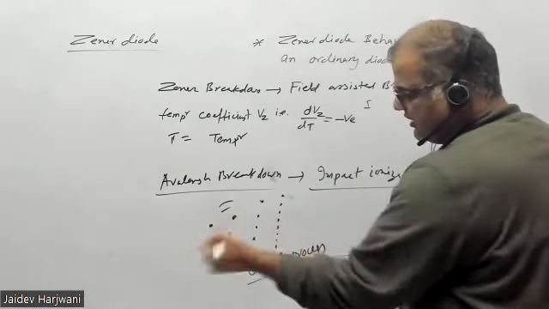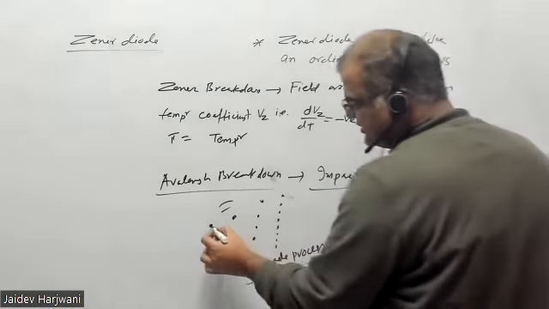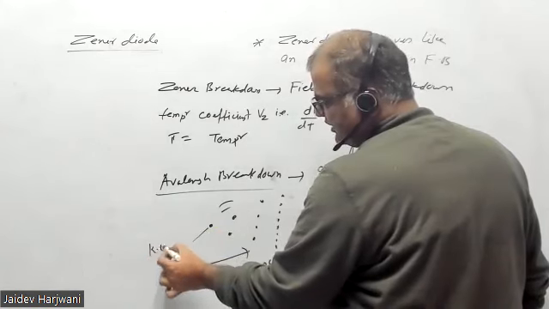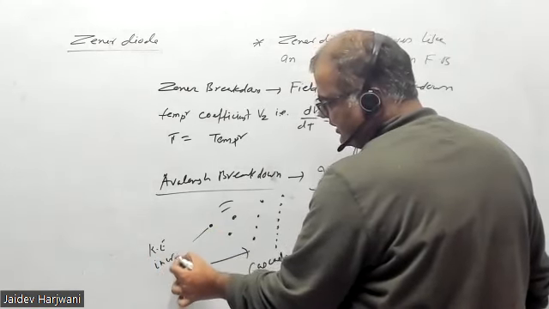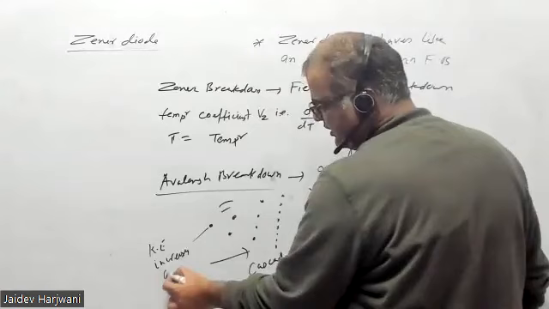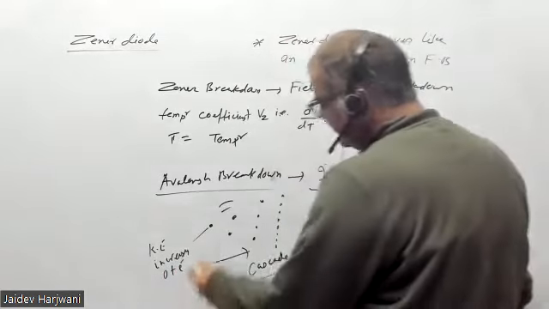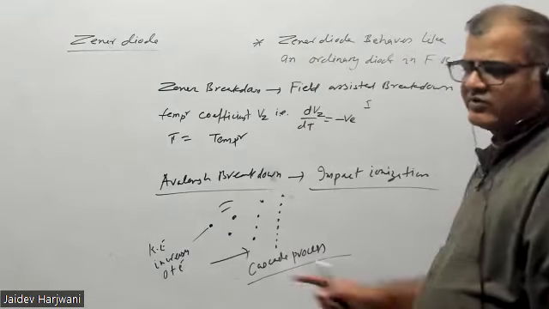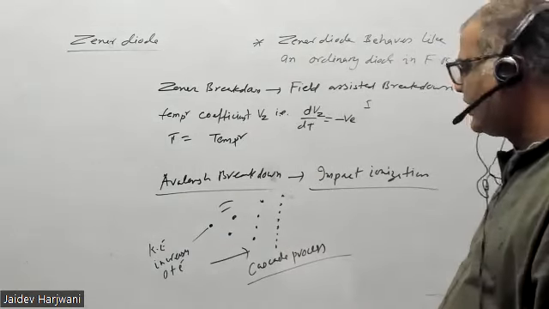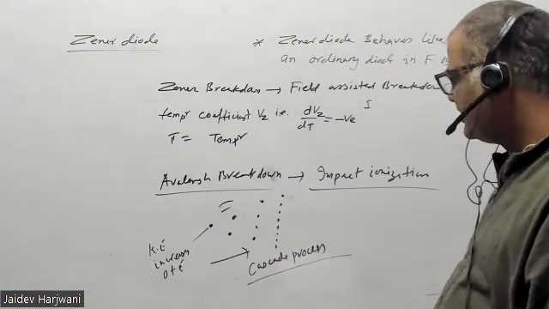When you are increasing the voltage, the kinetic energy of the electron increases. Because of the increase, they break the bond and new electrons are released, and those electrons further break more bonds, and more current happens.